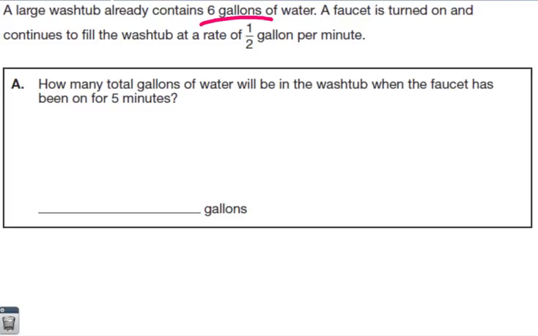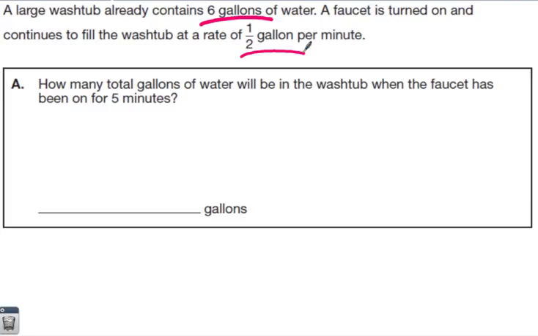That's the kind of thing, after reading it carefully, you notice, that's a major detail, right? You got to start to get a grip on how that's going to play into the mathematics. You know what I mean? So 6 gallons of water already in the wash tub, and a faucet is filling it up at a rate of a half gallon per minute. So how many total gallons?